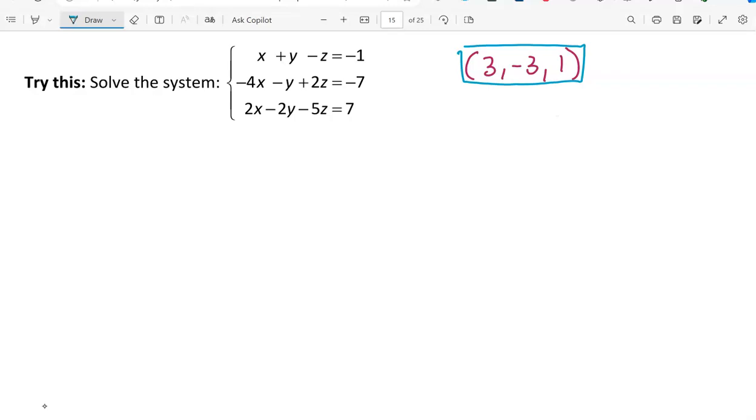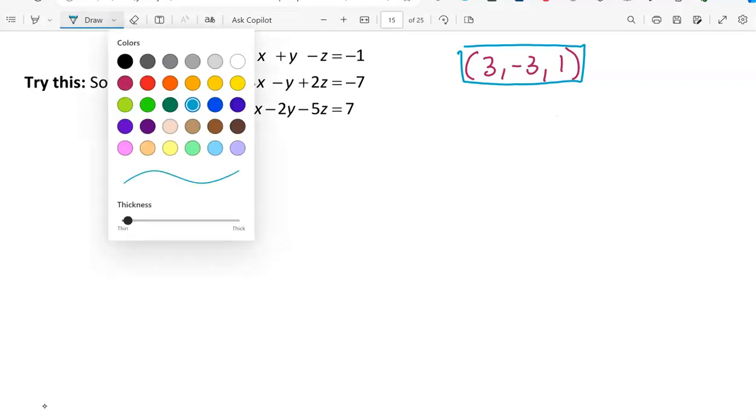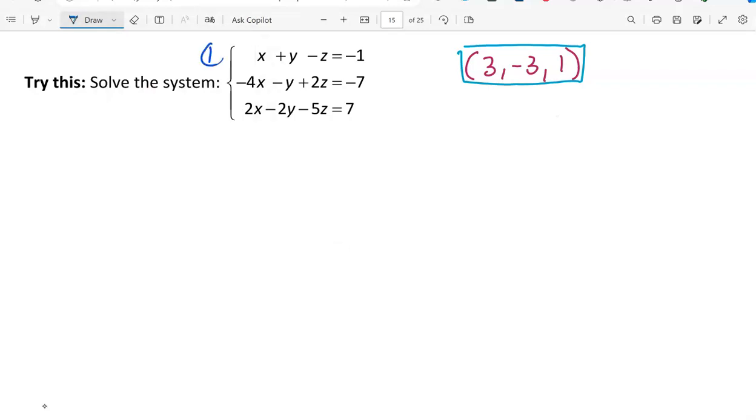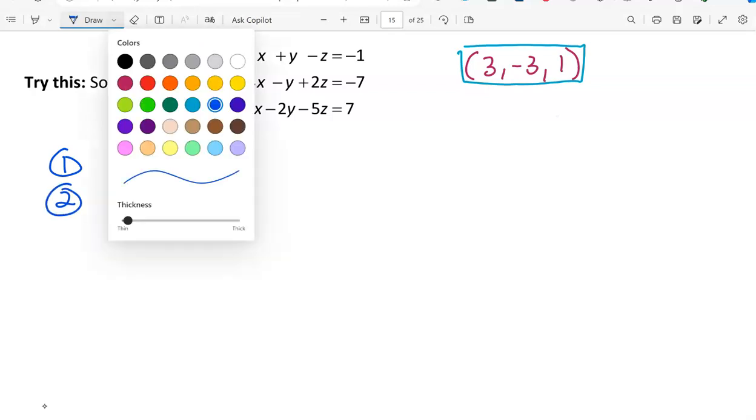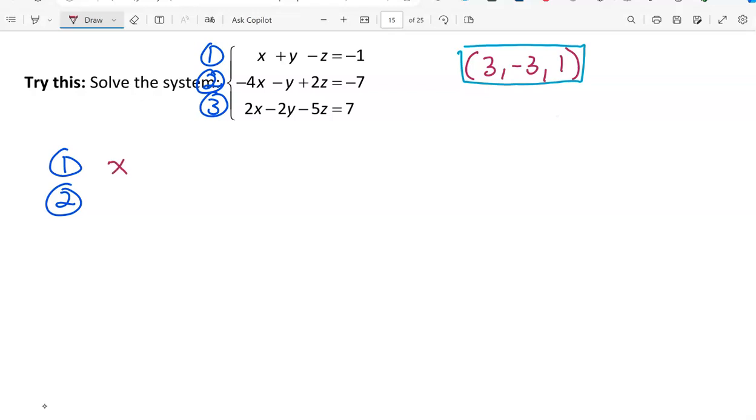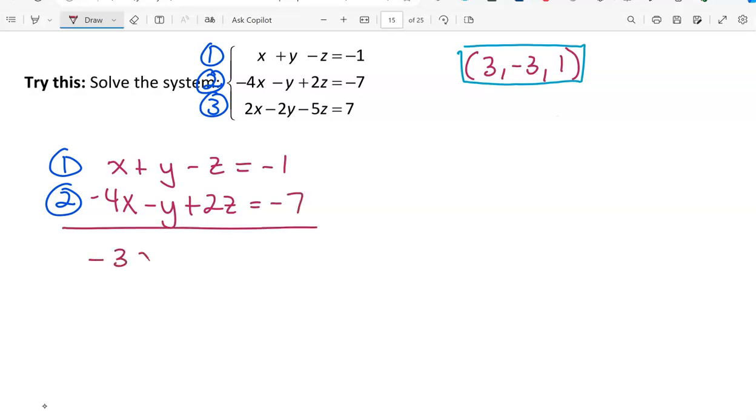If you want to stay tuned, I will work this one, and I may not work it the same exact way that you did because there are a variety of approaches that we can take. So I'm going to number the equations 1, 2, and 3. And then I notice that if I just take equations 1 and 2 and add them together, I'll get rid of the y variable. So x plus y minus z is equal to -1, and -4x minus y plus 2z is equal to -7. Adding the equations together, -3x plus z is equal to -8.